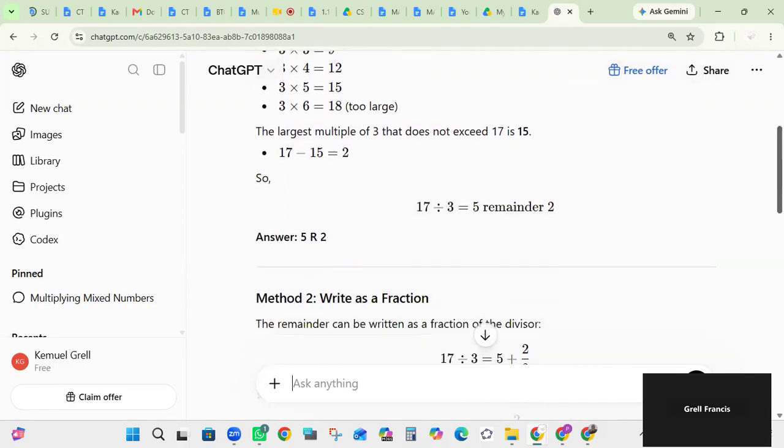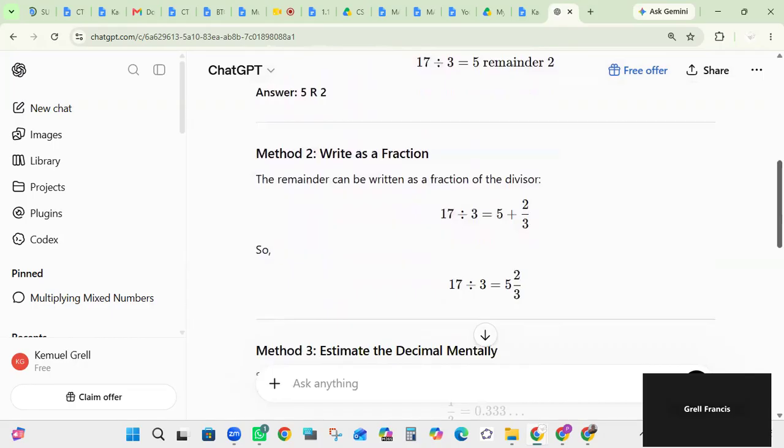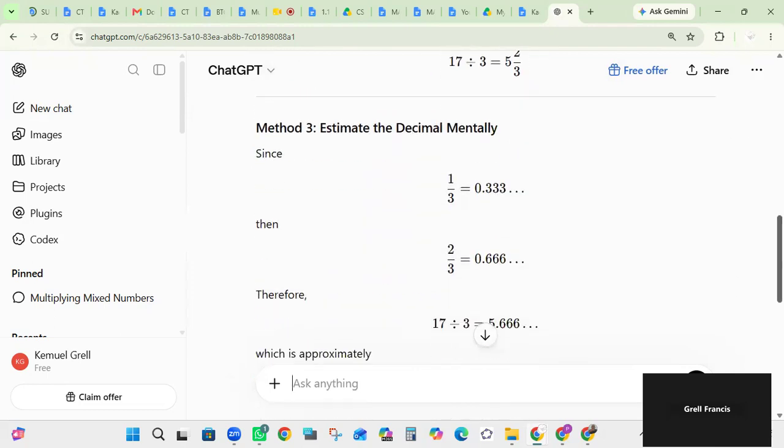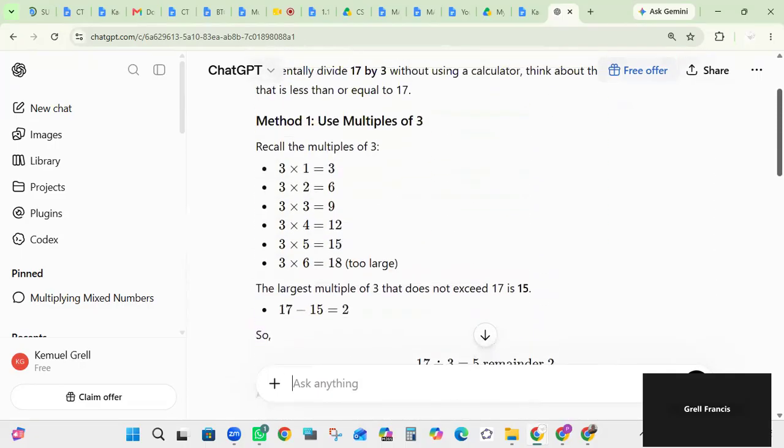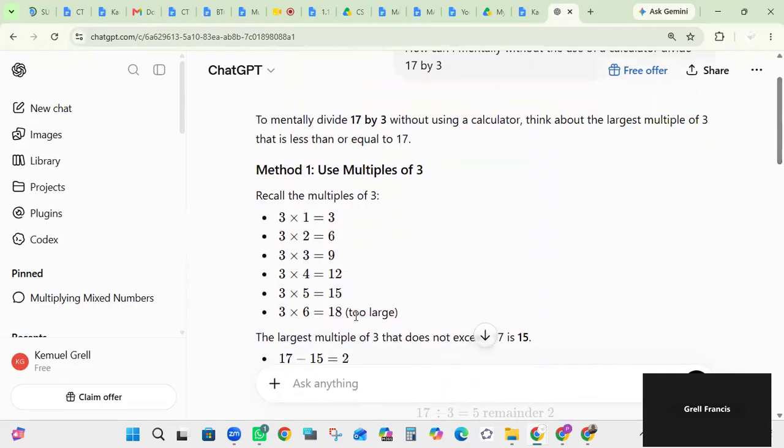Let's take a look at method 2, what it says. The remainder can be written as a fraction of the divisor. 17 divided by 3. But it did not demonstrate how that 5 was obtained. So that method 2 is not really what we want. We want to know how to get that 5. Method 3, estimate using decimals, and so let's just stick with method 1. So basically 5 and 2 over 3.